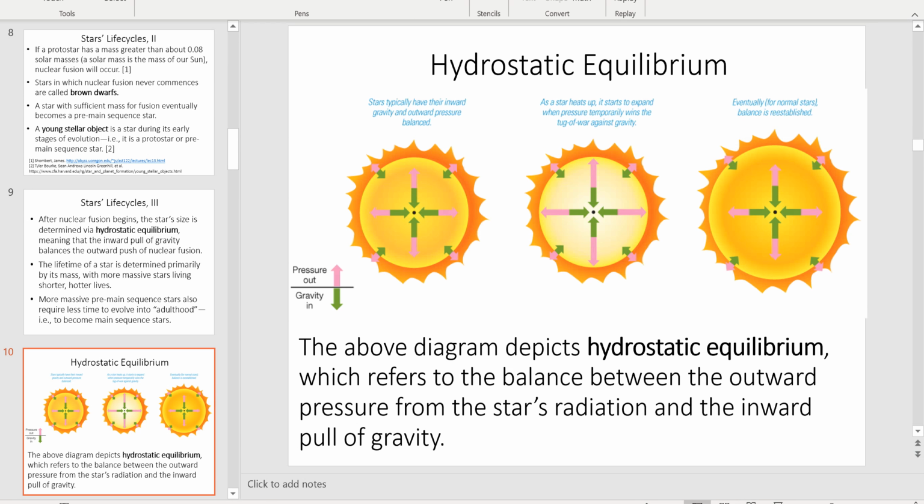This is just to remind you of what hydrostatic equilibrium is, and also to remind you of a similar slide in the lecture where we talked about the sun. Notice here that we have a depiction of the sun, or this is any star really, not just the sun. The pink arrows represent the pressure pushing outward from the core, which comes from nuclear fusion, and then the green arrows represent gravity pulling inwards.